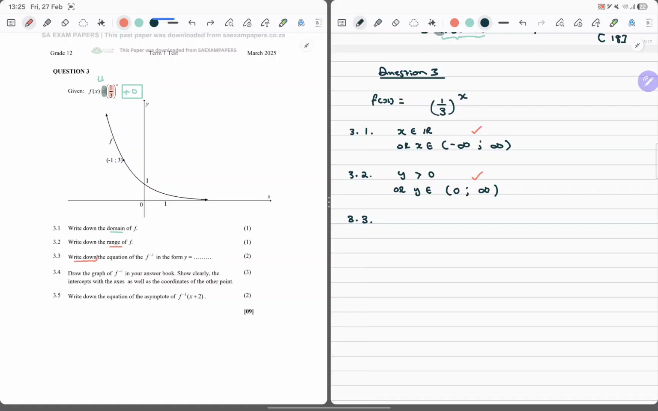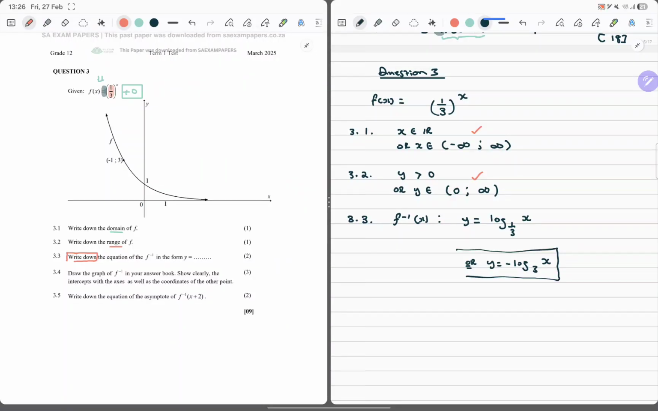Again, a question that says write down. Do you see this is an instruction? This means an answer only is accepted here. So we know that the inverse of our function is such that y is equal to, now if it's an exponential, it's going to become a logarithmic function. So this is going to be the log of x to the base 1 over 3, right? Or some students may write y is going to be minus the log of x to the base 3.